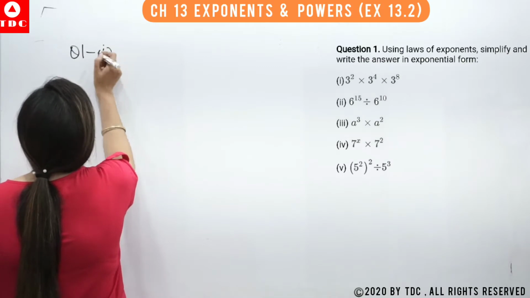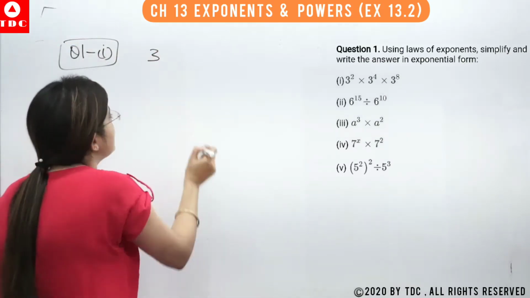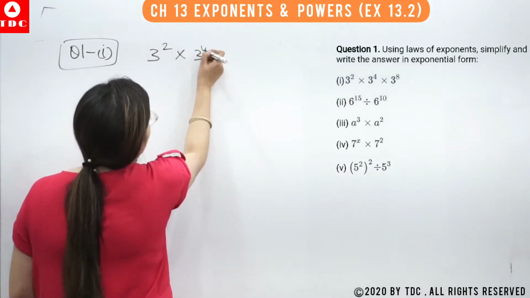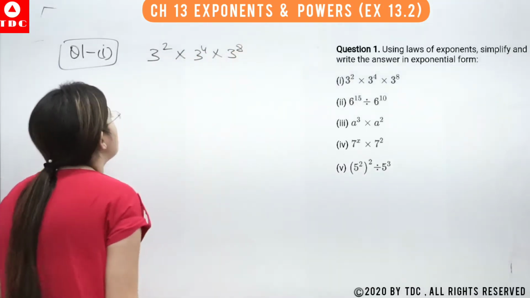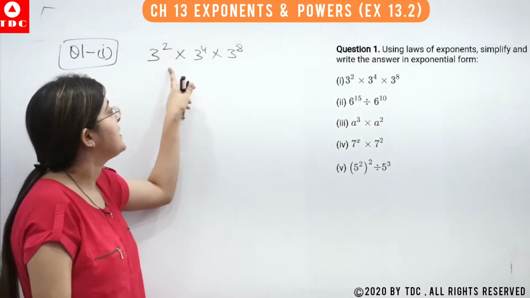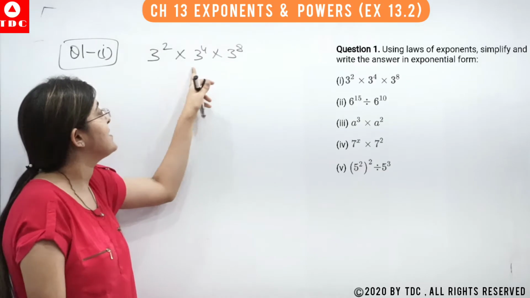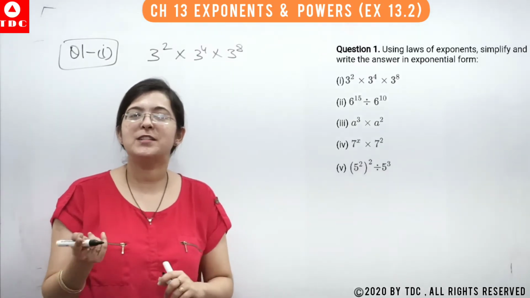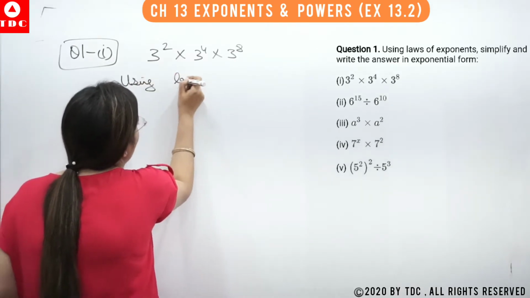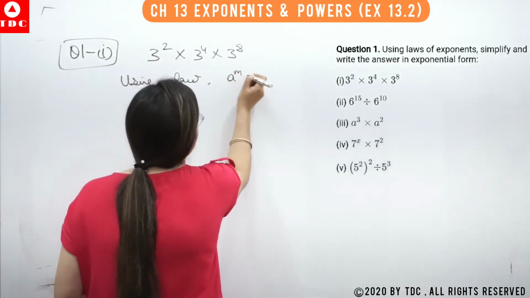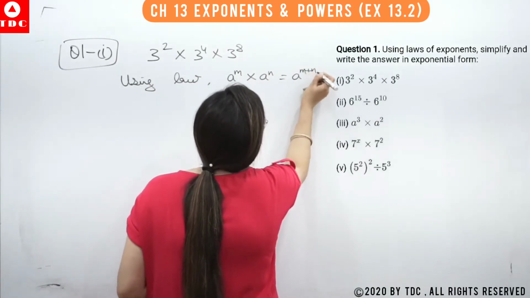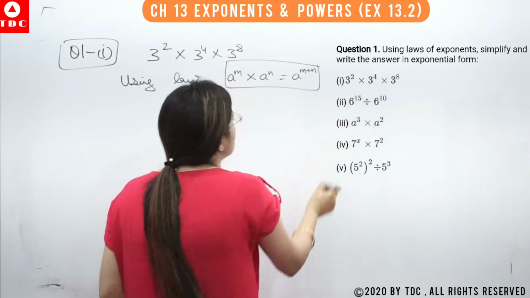See the first part that is given. It is given 3 to the power 2 into 3 to the power 4 into 3 to the power 8. Seeing the question only, we can identify that the base is same and there is a multiplication sign. So which law? First law we will use. What was it? Using law a to the power m into a to the power n is equal to a to the power m plus n. We can use this law.